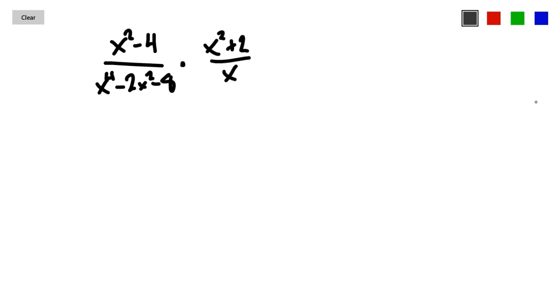Okay, so let's say I had (x squared minus 4) over (x to the 4th minus 2x squared minus 8) multiplied by (x squared plus 2) divided by x squared. Okay, so when you're combining fractions like that, what you're going to want to do is break it down into factors first. So if I take a look at the first fraction here, I can rewrite this as (x plus 2) times (x minus 2), because on the top we got a difference of two squares and that factors as conjugates.